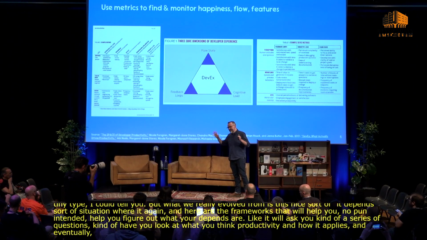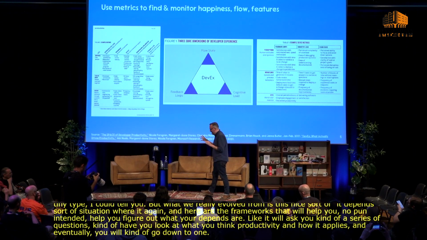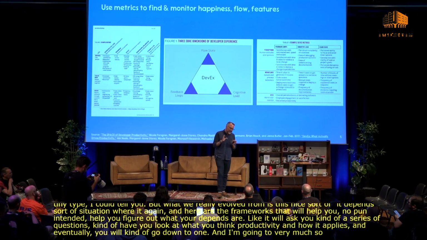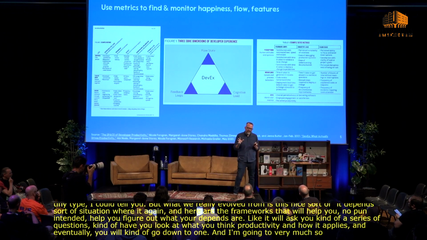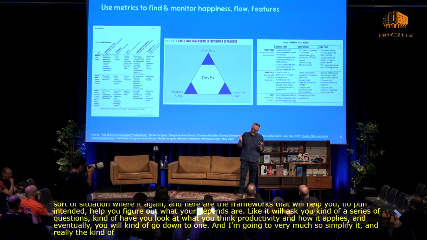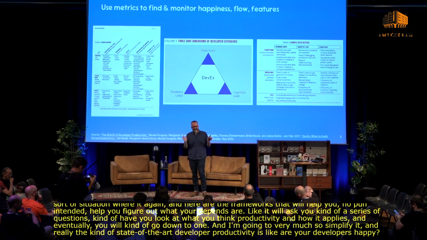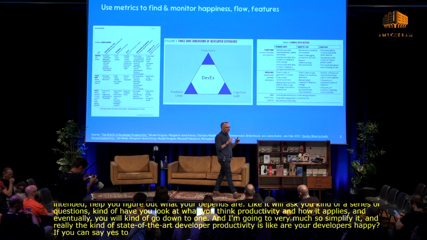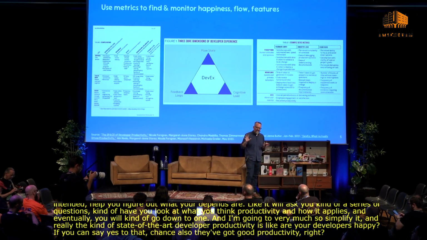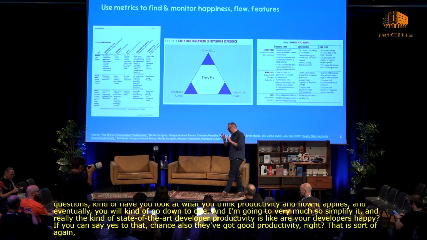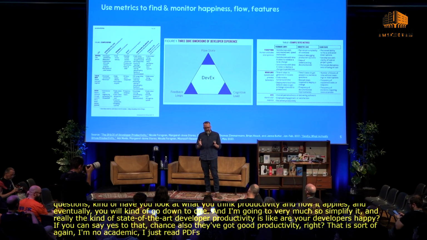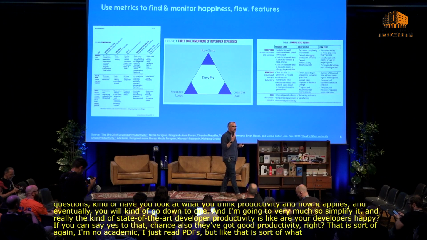And I'm going to very much simplify it. Really, the state of the art in developer productivity is: are your developers happy? And if you can say yes to that, chances are they've got good productivity, right? Again, I'm no academic, I just read PDFs. But that's what a lot of this amounts to, which is great, and it intuitively makes sense.